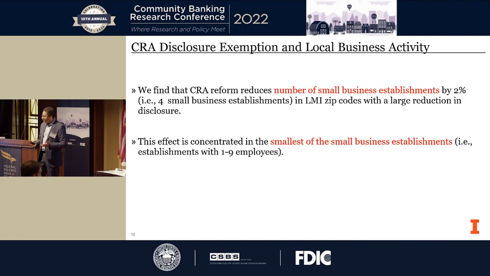And once we look at what type of businesses we are talking about, we find that this effect happens only in one setting, which is the smallest of the small business establishments. These are establishments that have between 1 to 9 employees. As you can imagine, if they lose access to their local banking, it's very hard for them to replace this banking with other bank activities because they have a lot of information asymmetry. Not a lot of people know about these banks, so they are the ones who need community banking.